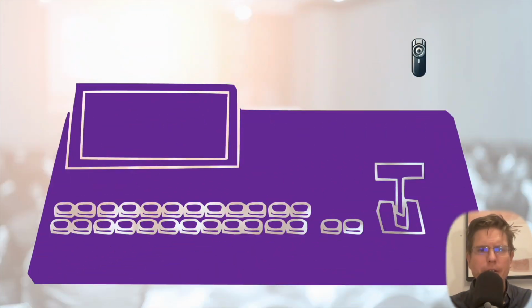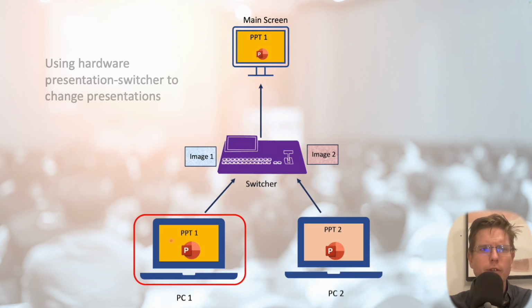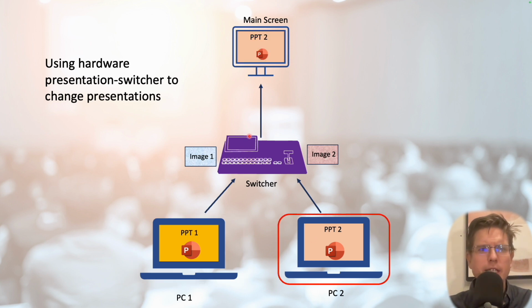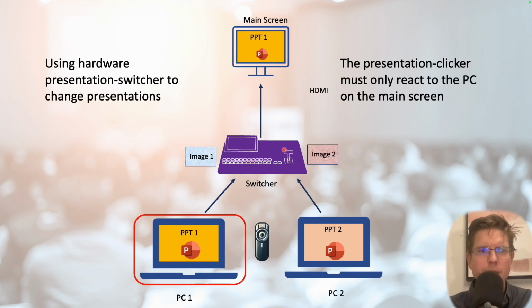In the beginning of my career, before we made APS, I would do this with a hardware presentation switcher. While the first presentation is displayed, I would line up the second presentation on the second computer. Then, when it's time to switch, I do this in the switcher, making sure that the correct presentation is displayed. I could also combine this with other material like images, videos and camera. And we also need a presentation clicker.